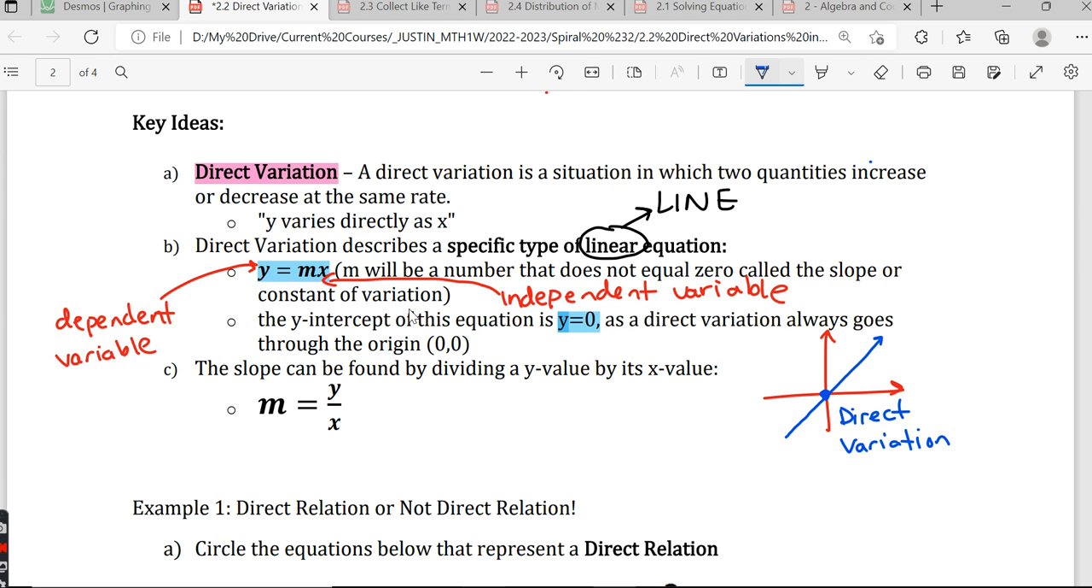Yeah. Now, however, if I had something that looked like this, this is not a direct variation because you can see it does not cross at 0, 0. Okay.